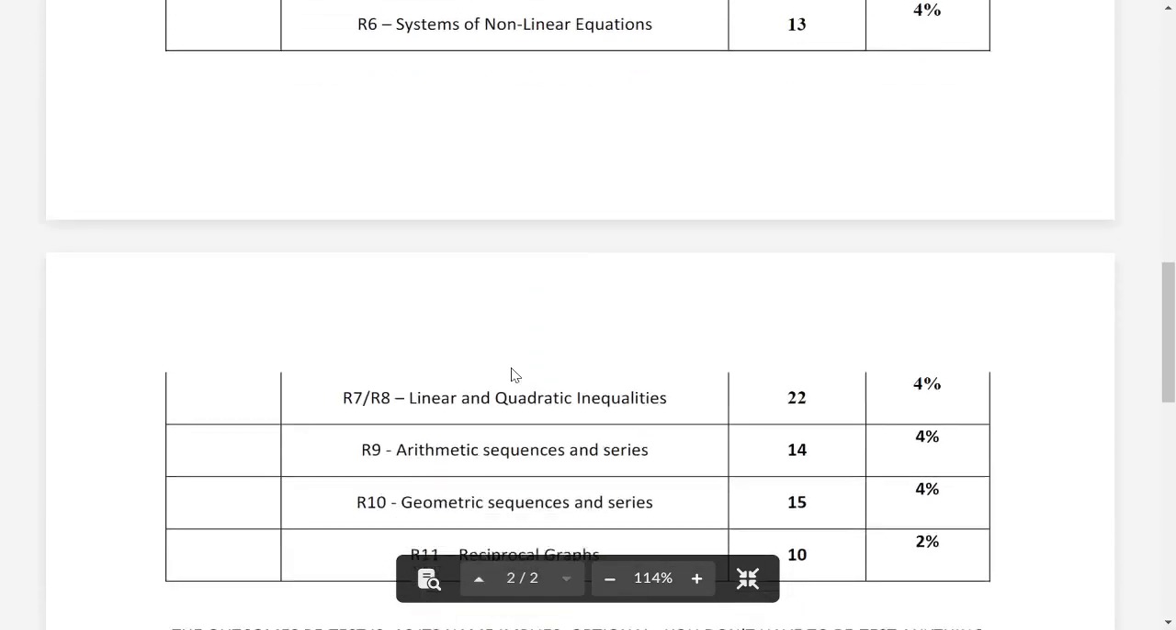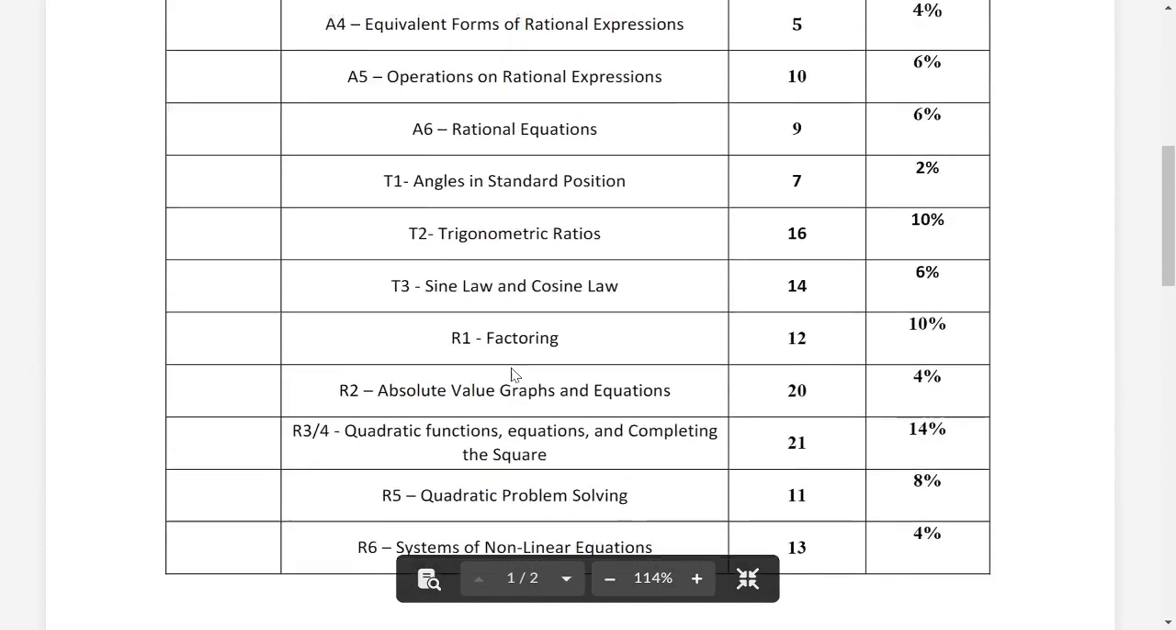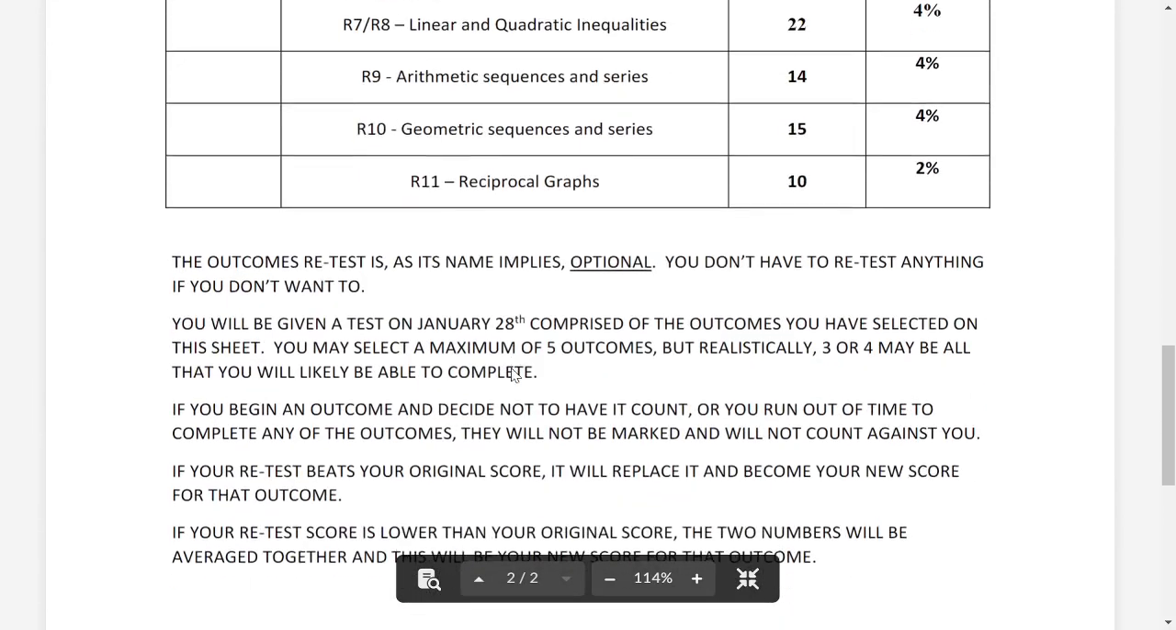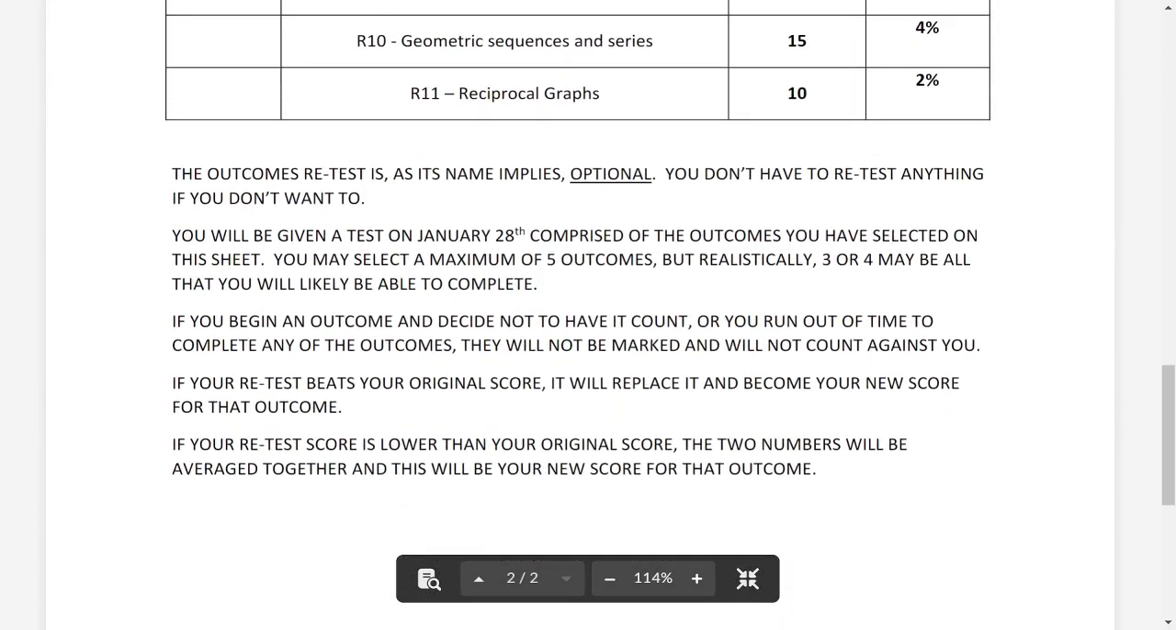If you read what it says at the bottom here, after the list of all of the outcomes for the course, it says the outcomes retest is, as its name implies, optional. You don't have to retest anything if you don't want to.